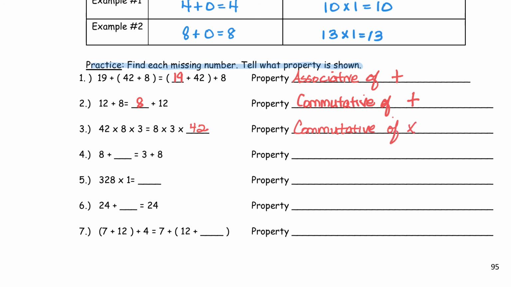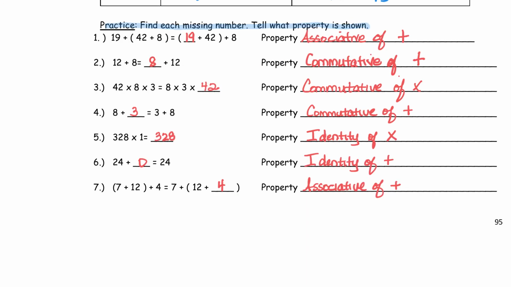All right, try the rest on this page by yourself. Pause the video right now, try the rest, and then the answers will come up when you restart. And there you have the rest of the answers. Now, it's very important that when you write the property, you have to include of addition or of multiplication. Because if you write, for example, number 7, just the associative and you don't put of addition, that would not be correct. Associative, yes, but you have to clarify if it's addition or multiplication.